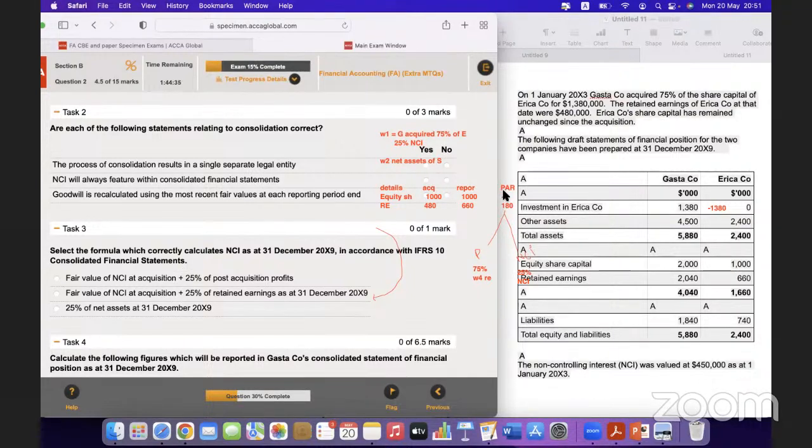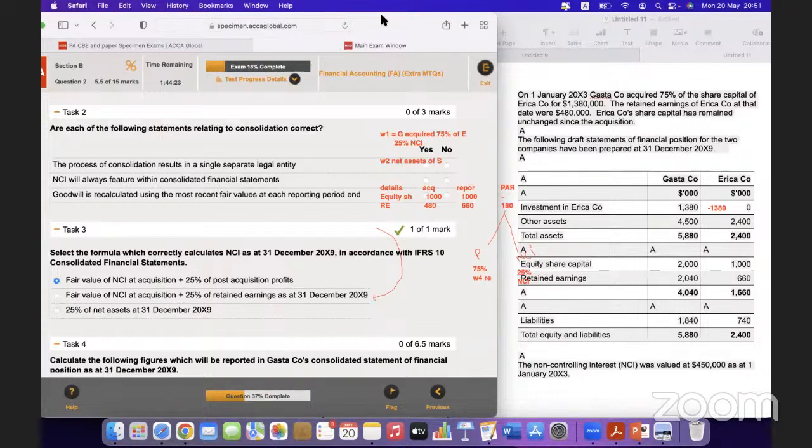So here, guys, see, post acquisition reserve is 180, but how much is the NCI going to get? The NCI is only going to get 25% of that. So therefore, guys, the answer has to be this. This should be the correct answer.